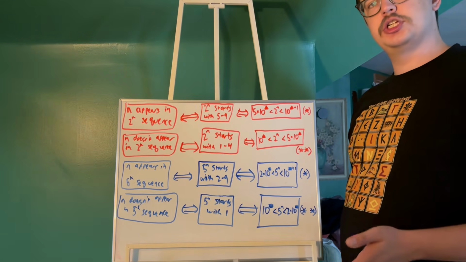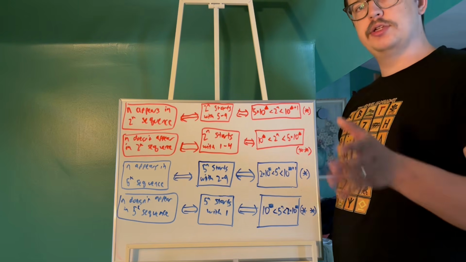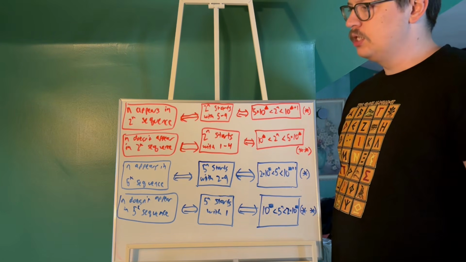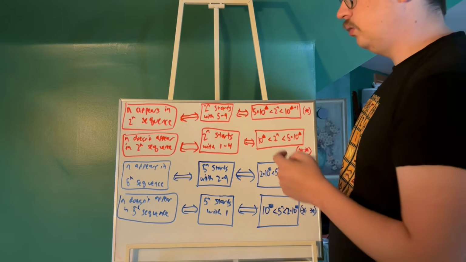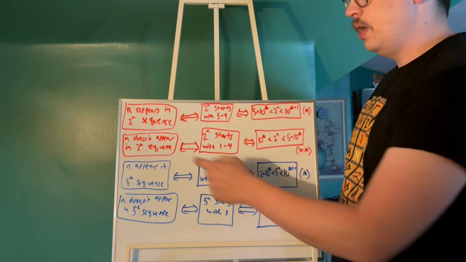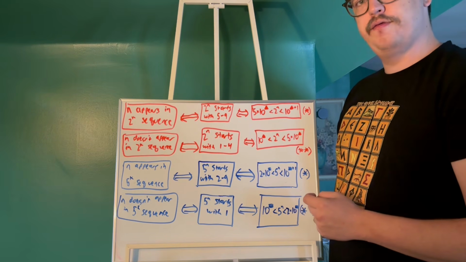So another proof, which is a little bit more hands-on, involves rewriting what it means to actually be in one of the two columns in a different way. So we have a bunch of equivalences here. n appears in the 2 to the k sequence if and only if 2 to the n starts with 5 through 9. n doesn't appear in the 2 to the k sequence if and only if 2 to the n starts with 1 through 4.